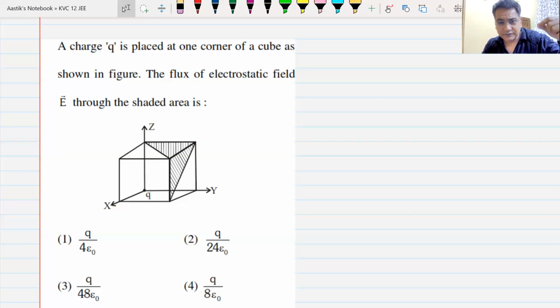Remember, this is a question of a cube with the charge at the edge, and they are simply asking you what is the flux through one of the faces. Whatever fancy diagram they have drawn, everything is symmetrical with respect to the charge. All the faces are symmetrical. It is basically the flux through one of the faces of the cube, and the answer is Q by 24 epsilon naught. Do we understand this? Yes or no? Yes, sir.